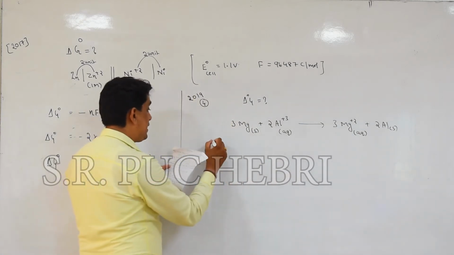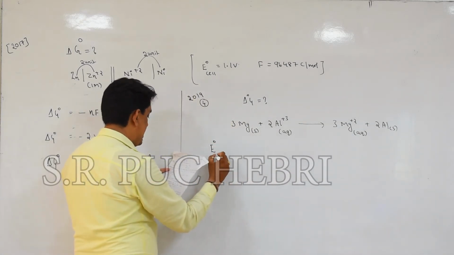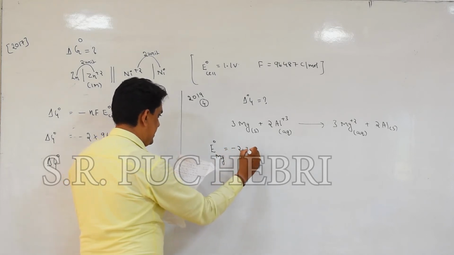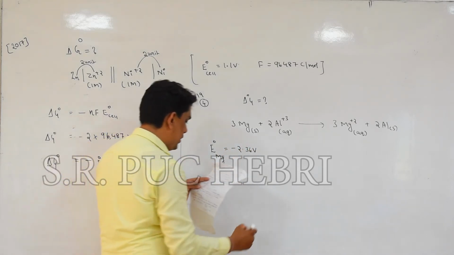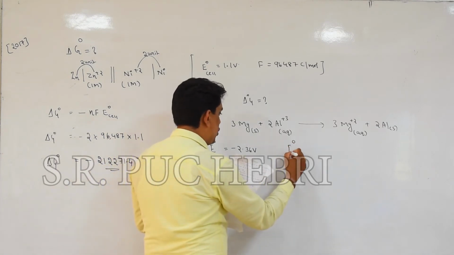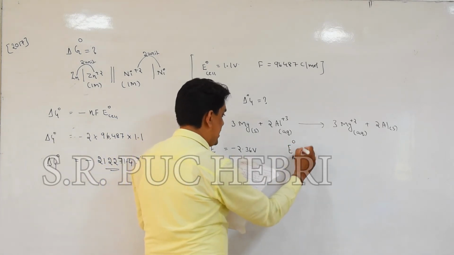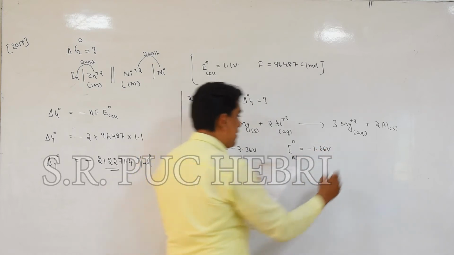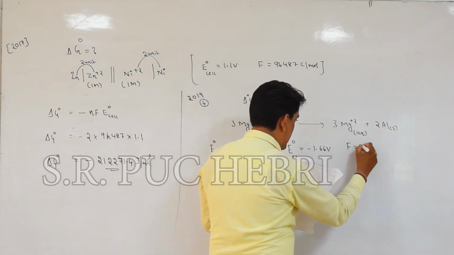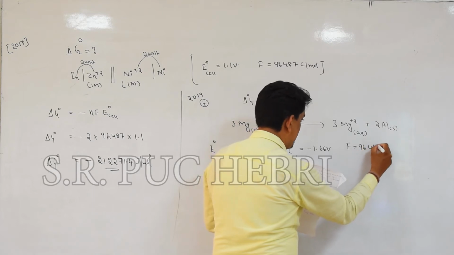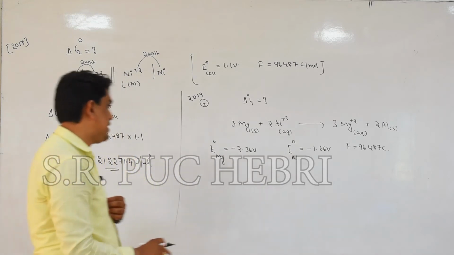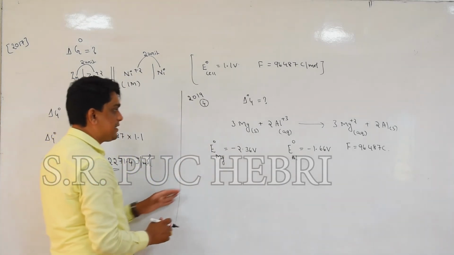The data they have mentioned: standard electrode potential of the magnesium system is minus 2.36 volt. Standard electrode potential of the aluminium electrode system is minus 1.66 volt. The Faraday's constant, again they have mentioned 96,487 coulombs. So let me go for simplification after writing the formula first.